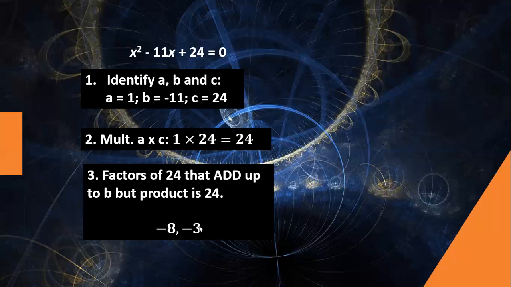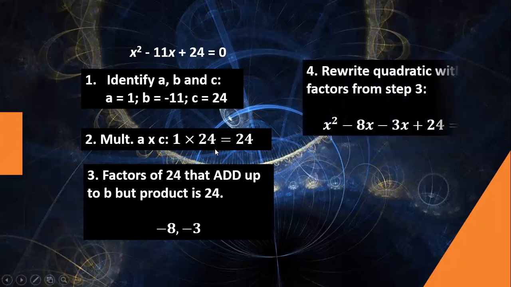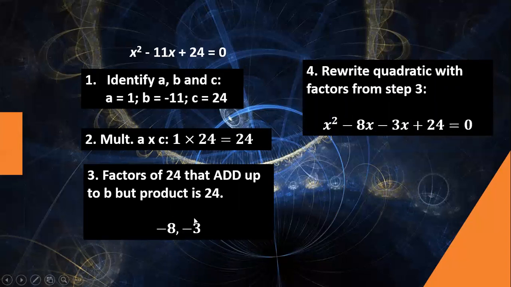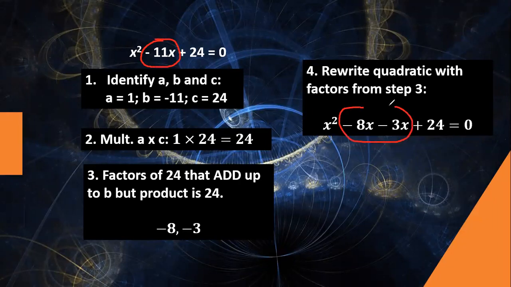Hey guys, you all confirmed it, I hope. Go ahead and put it in the comments. Next, we're going to rewrite the quadratic with factors from step 3. These are the factors here, so we're going to rewrite this quadratic with these two numbers. All right, let's go. So it's going to become x squared minus 8x minus 3x plus 24 equals 0. Point to note, this negative 11x has been completely replaced by negative 8x minus 3x.